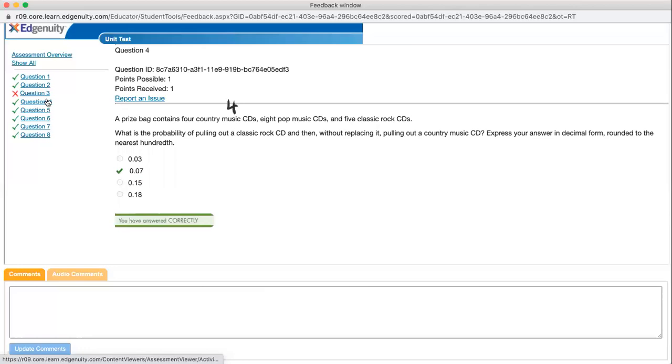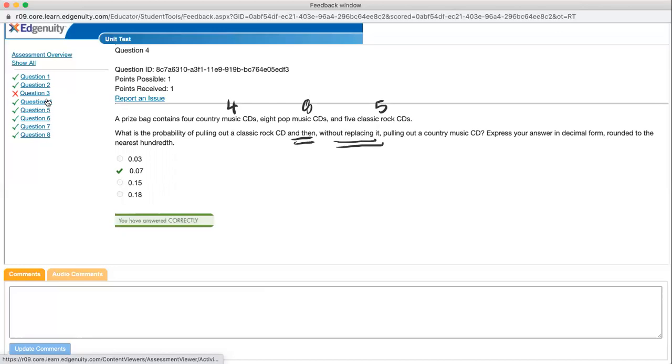So a prize bag contains 4 country music CDs. So there's 4 there, 8 pop music CDs, 8 there, and then 5 classic rock. I always write these numbers out because I like numbers. I don't like words. Reading makes me tired. What is the probability of pulling out a classic rock CD and then, without replacement, pulling out a country music CD? So we're looking at this.